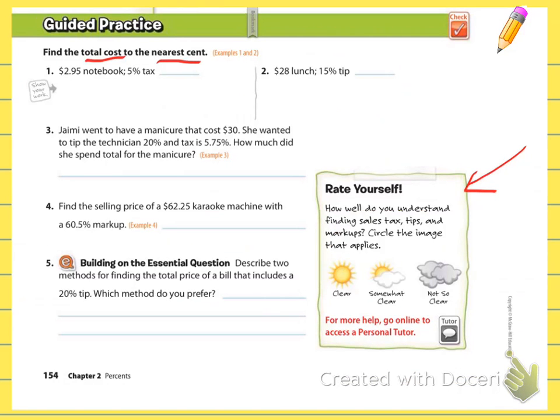All right, now you are on the guided practice page, and I did mention in class, look at the directions. It says find the total cost to the nearest cent. You're not rounding to the nearest dollar. You're not rounding to the nearest tenth. You're rounding to the nearest hundredth because you're rounding to the nearest cent or penny, which means you are rounding to the second decimal place. So the third decimal place is going to be the number to tell you whether you round up a penny or you round down a penny. So make sure on your calculator you are rounding correctly.